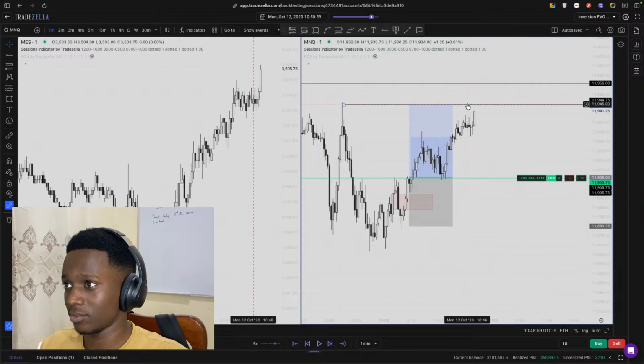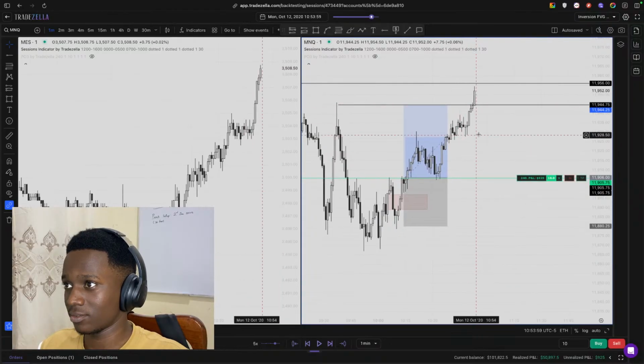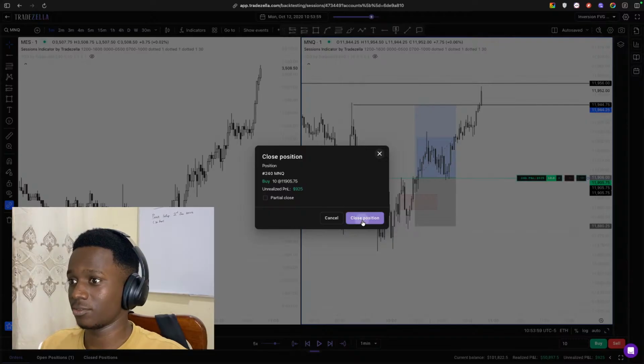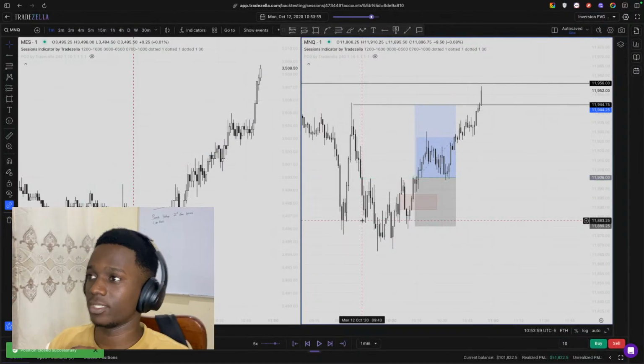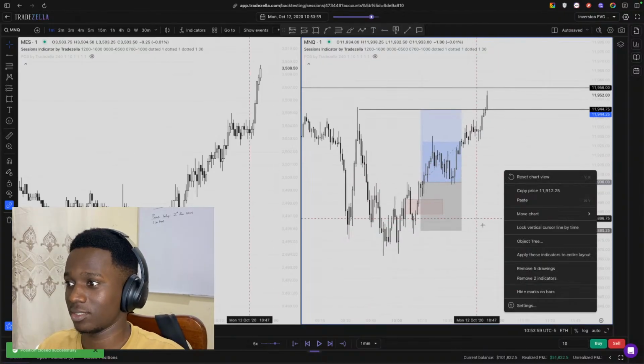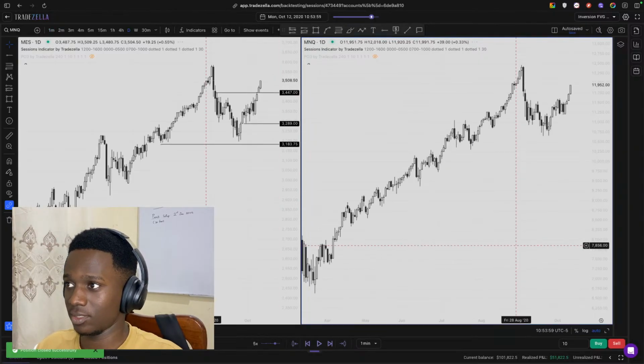I'd like to see it run this high now. Right, so I close the position there for 900 bucks. Anyways, I'm just going to end the session here. This was a good delivery to the highs. My drawings daily and to the next day.